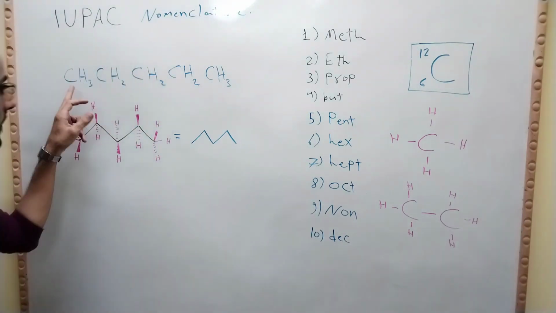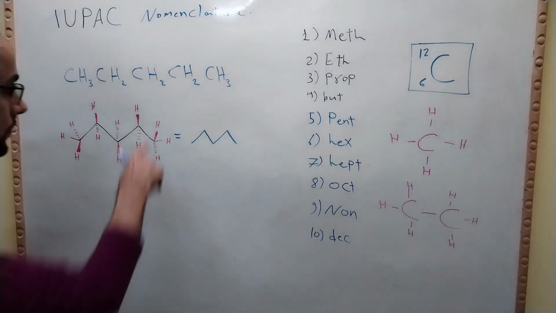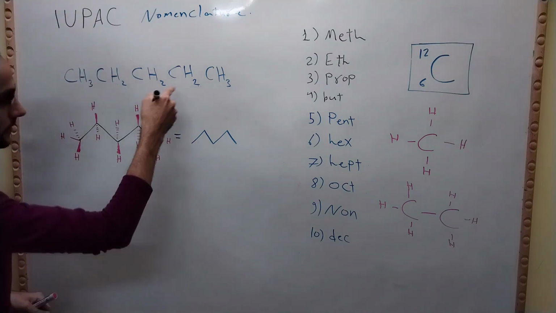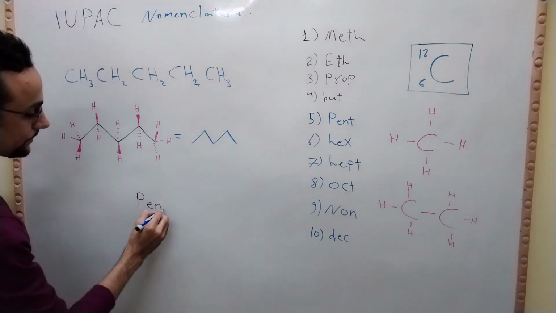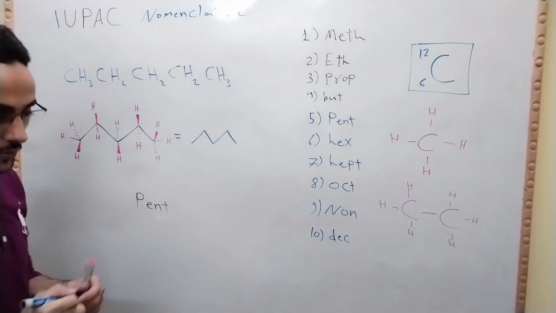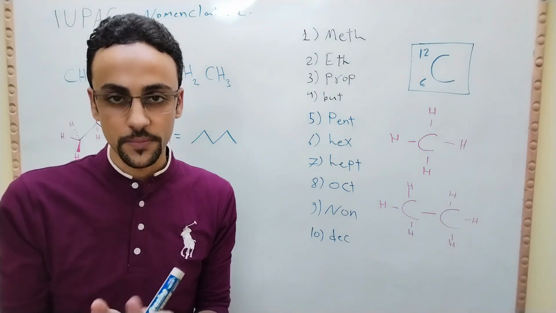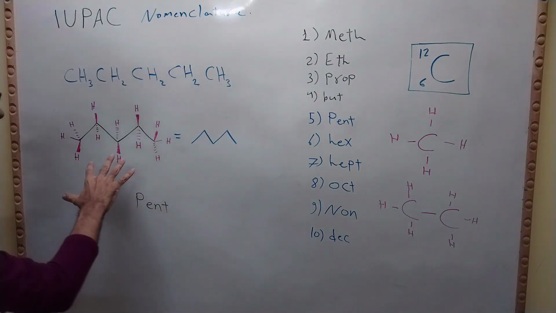So we have here 1, 2, 3, 4, 5 carbons. So this, with 5 carbons, is called pent. And it's really important to know the geometrical shape of the molecule. So this molecule's geometrical shape is like this.